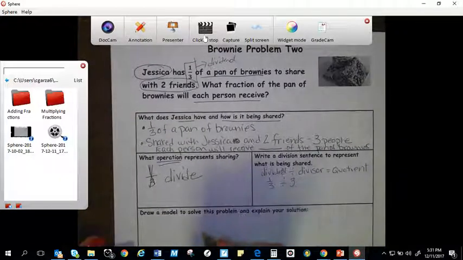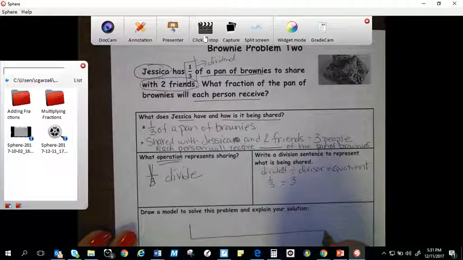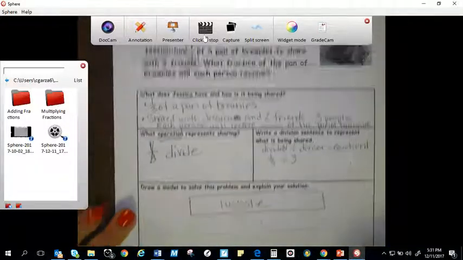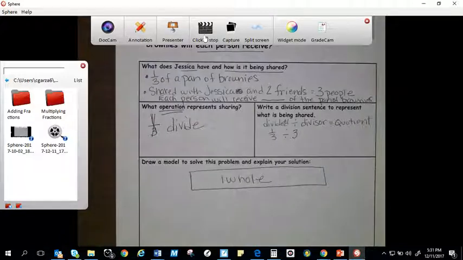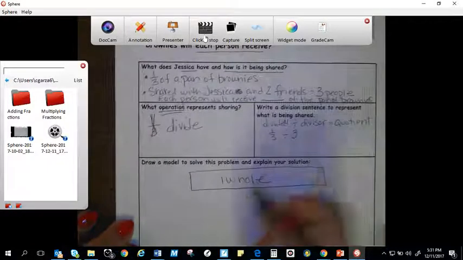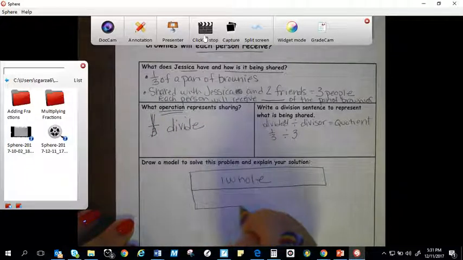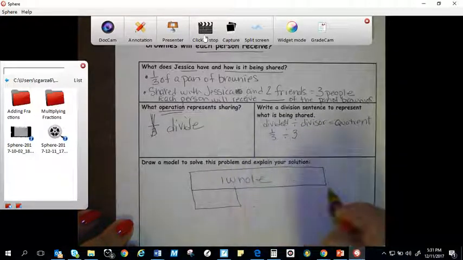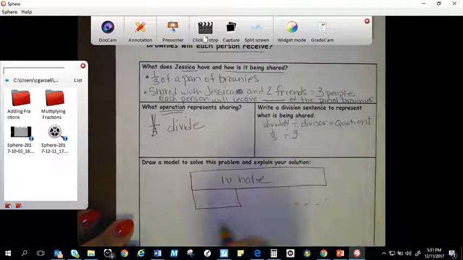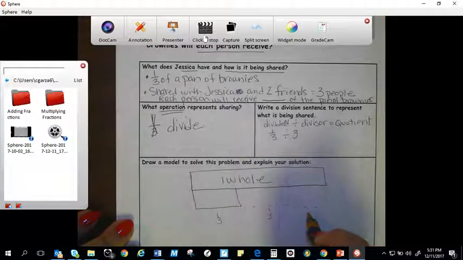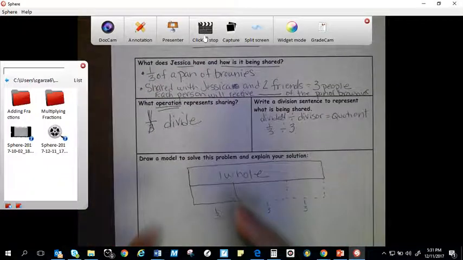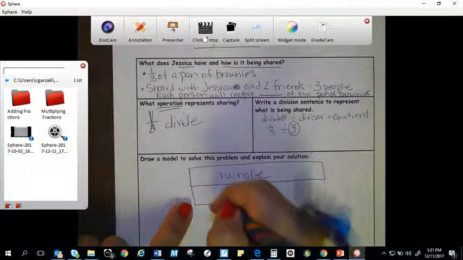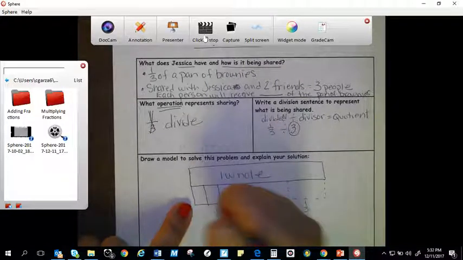So now I'm going to draw my model. And now what fraction am I going to use? I'm drawing my 1 whole to represent that there's 1 whole. Okay, and then I'm also going to take my fractions, and I'm only actually using 1/3 of it, and I'm going to represent my 1/3. I'm going to draw my dotted lines, and I know that there's 3 equal parts. So this would be 1/3, 1/3, and 1/3. There's 3 equal parts to a whole, but I'm only using this one section. So it told me I needed to divide it for 3 people. So here's Jessica, 1 friend, and 2 friends.